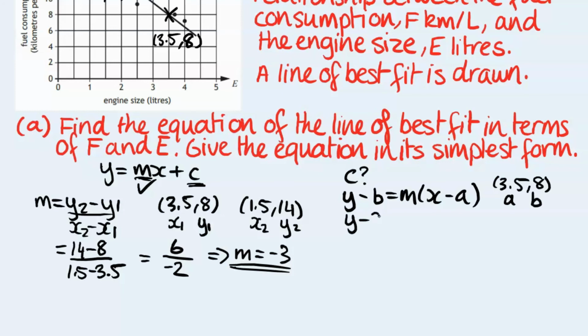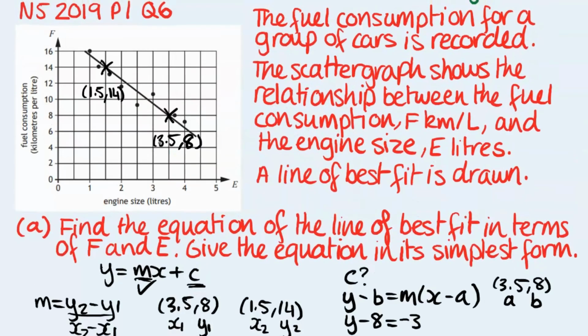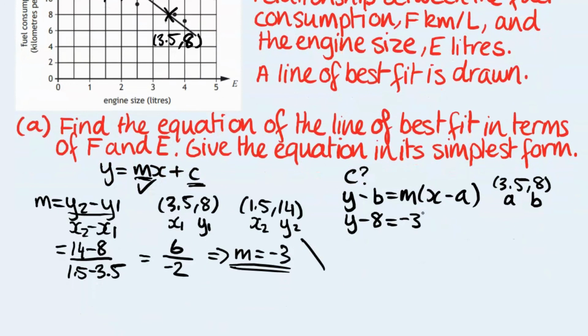So y minus 8 is equal to, so what's m? Well, we've calculated that as minus 3. We've got a negative gradient, so the line should be sloping down the way, which we've calculated to be correct given the diagram. Okay, so what's a? x minus 3.5. Okay, so let's multiply out this bracket. So it'll be minus 3x, then minus 3 times minus 3.5, well that will be positive 10.5.